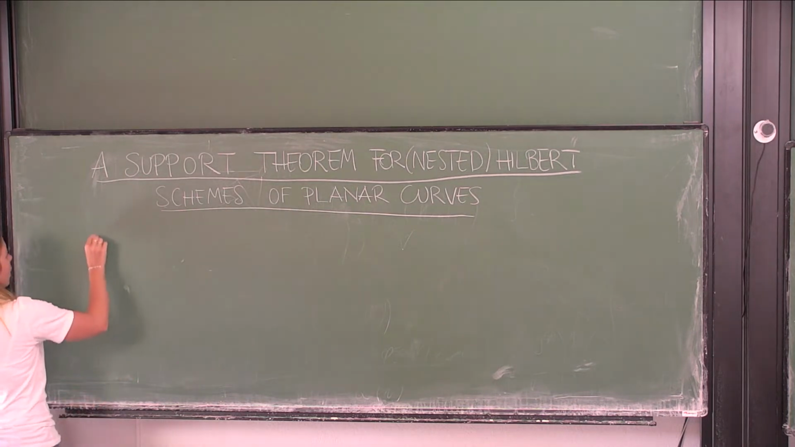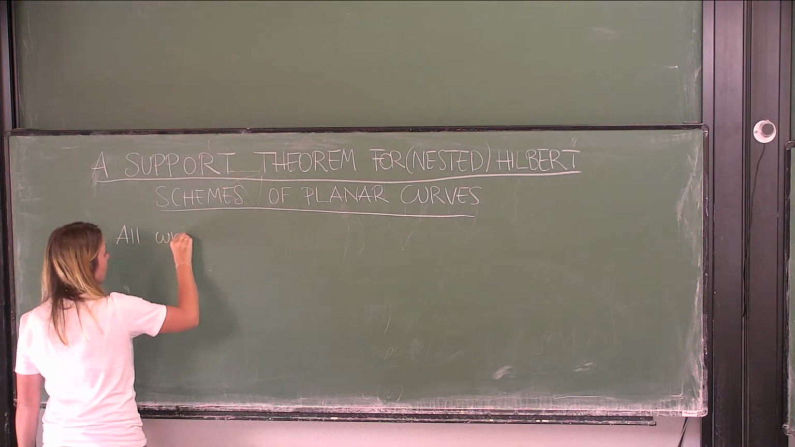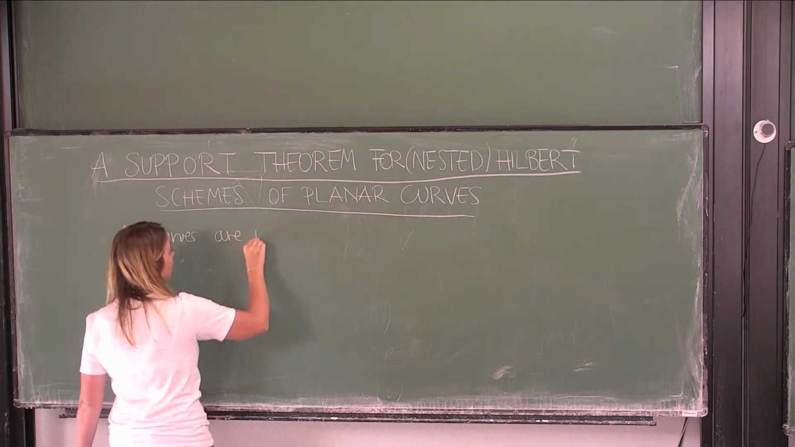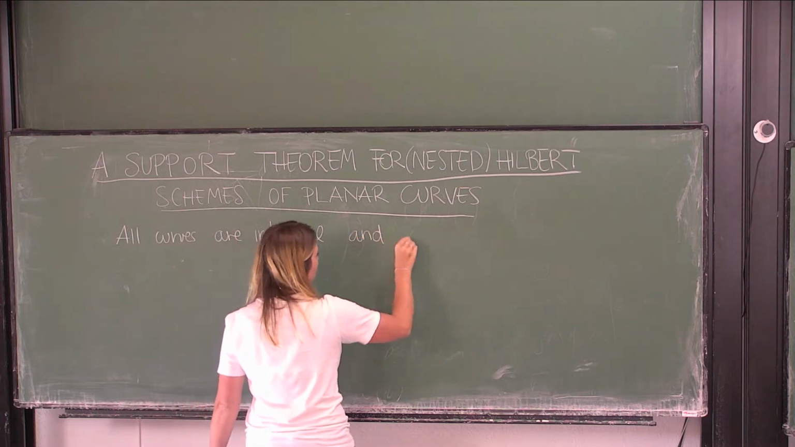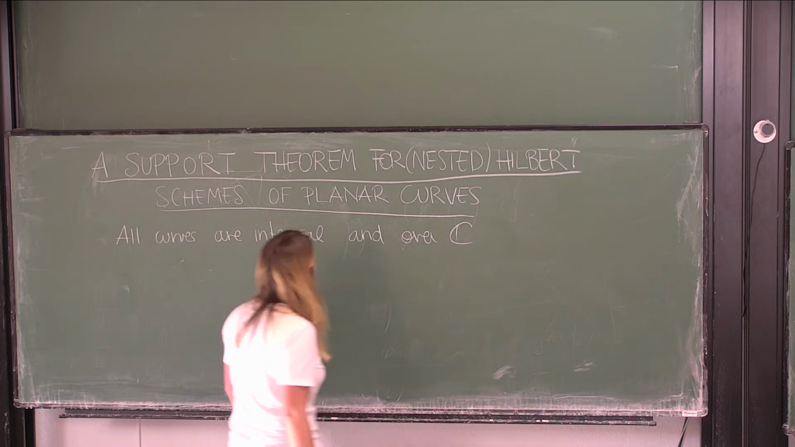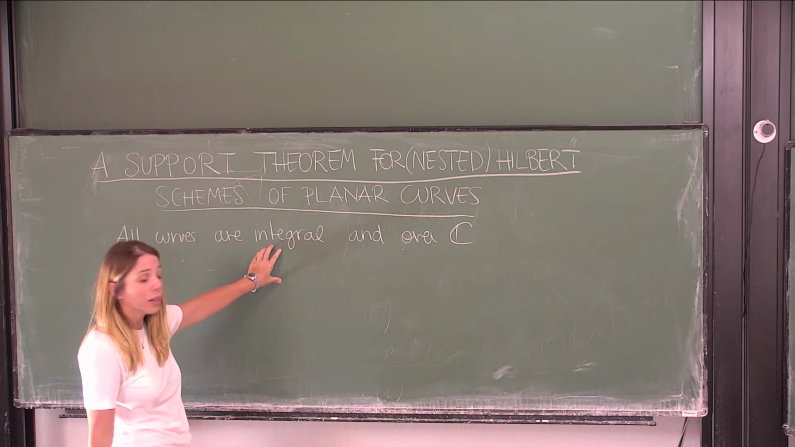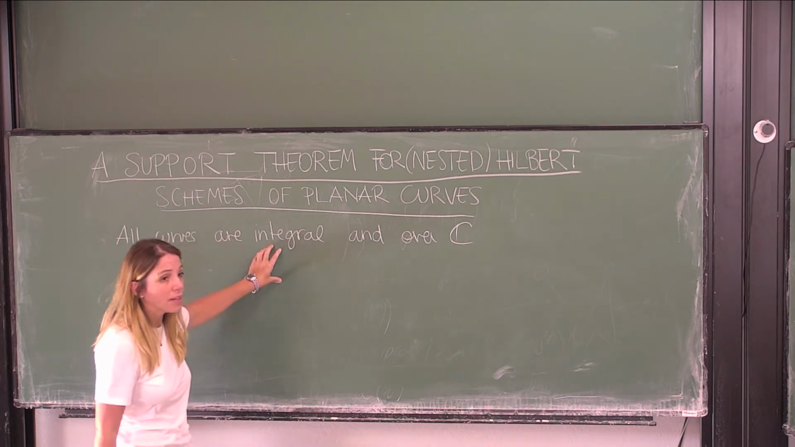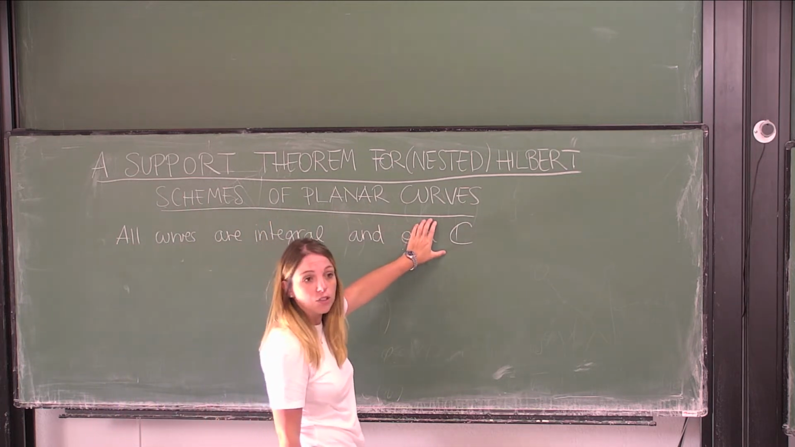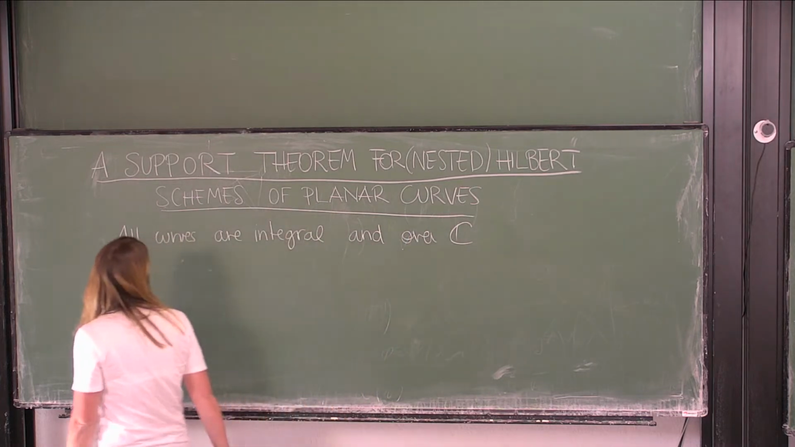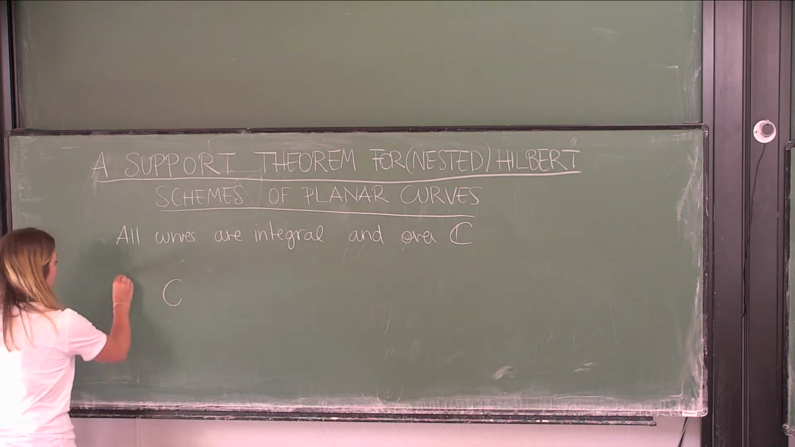First of all, a convention. All curves that we will see today are integral and over the complex numbers. Indeed, many of the things I will say will also hold in the reducible and in the non-reduced case. But for expository purposes, it's much better if we keep this hypothesis. Well, this is just because I don't like positive characteristic. So let's start with C, which is a smooth projective curve.